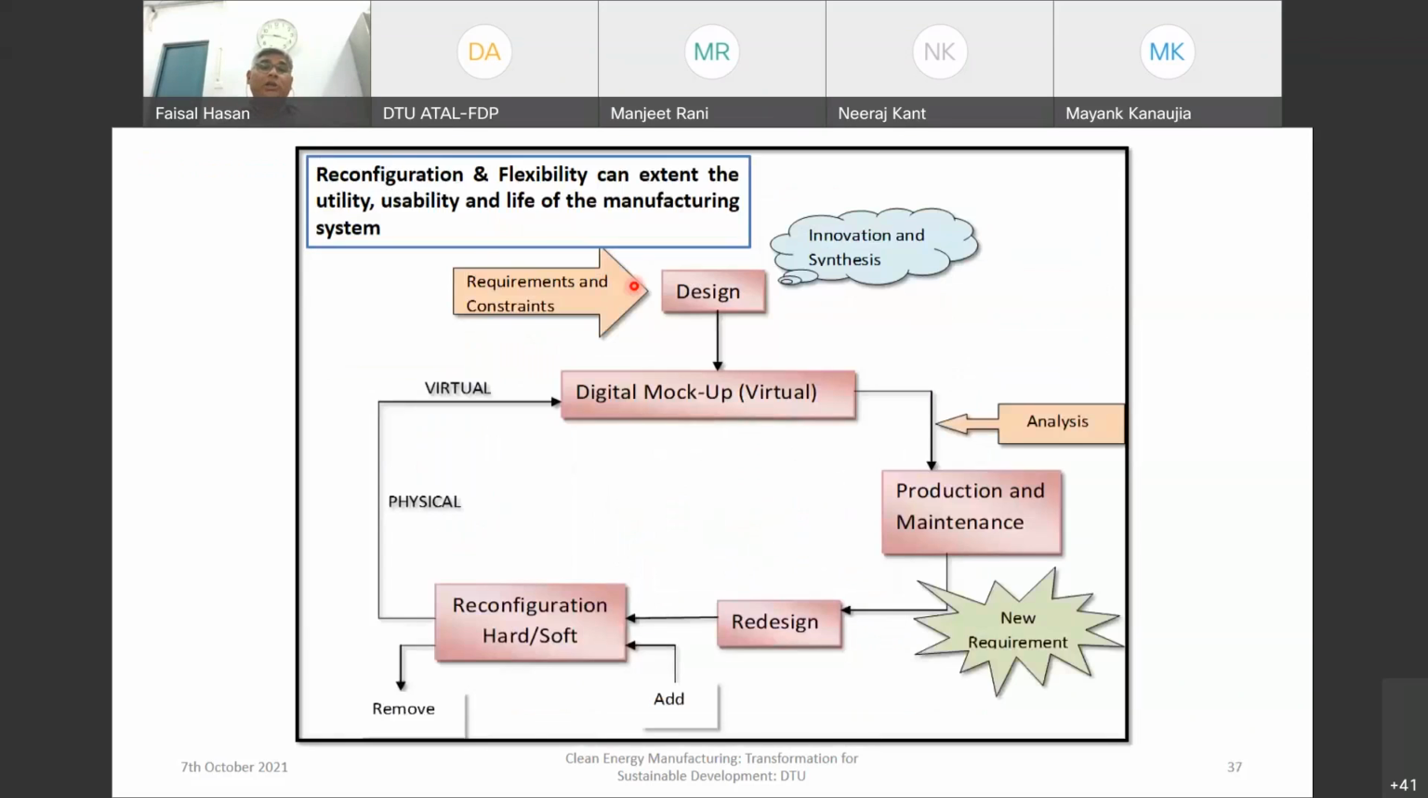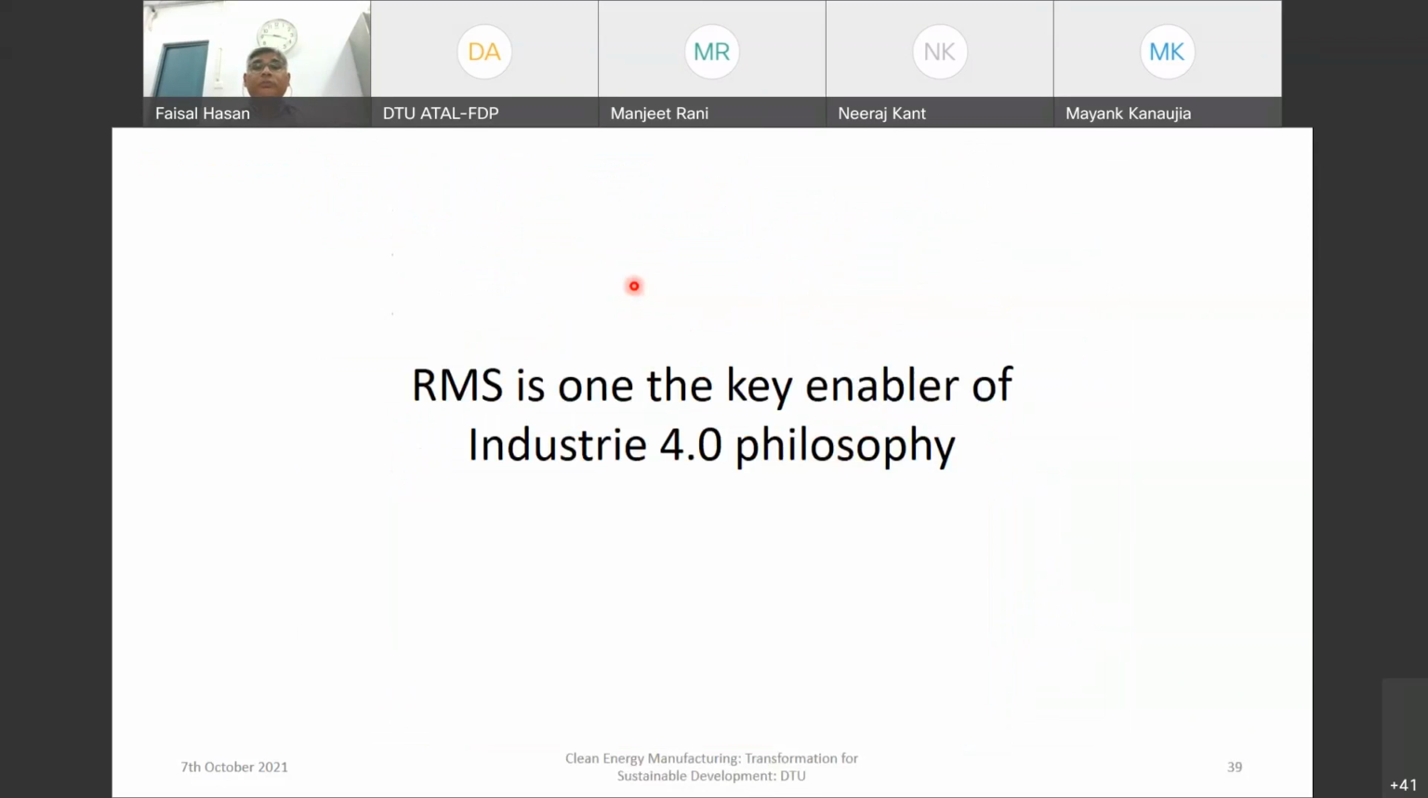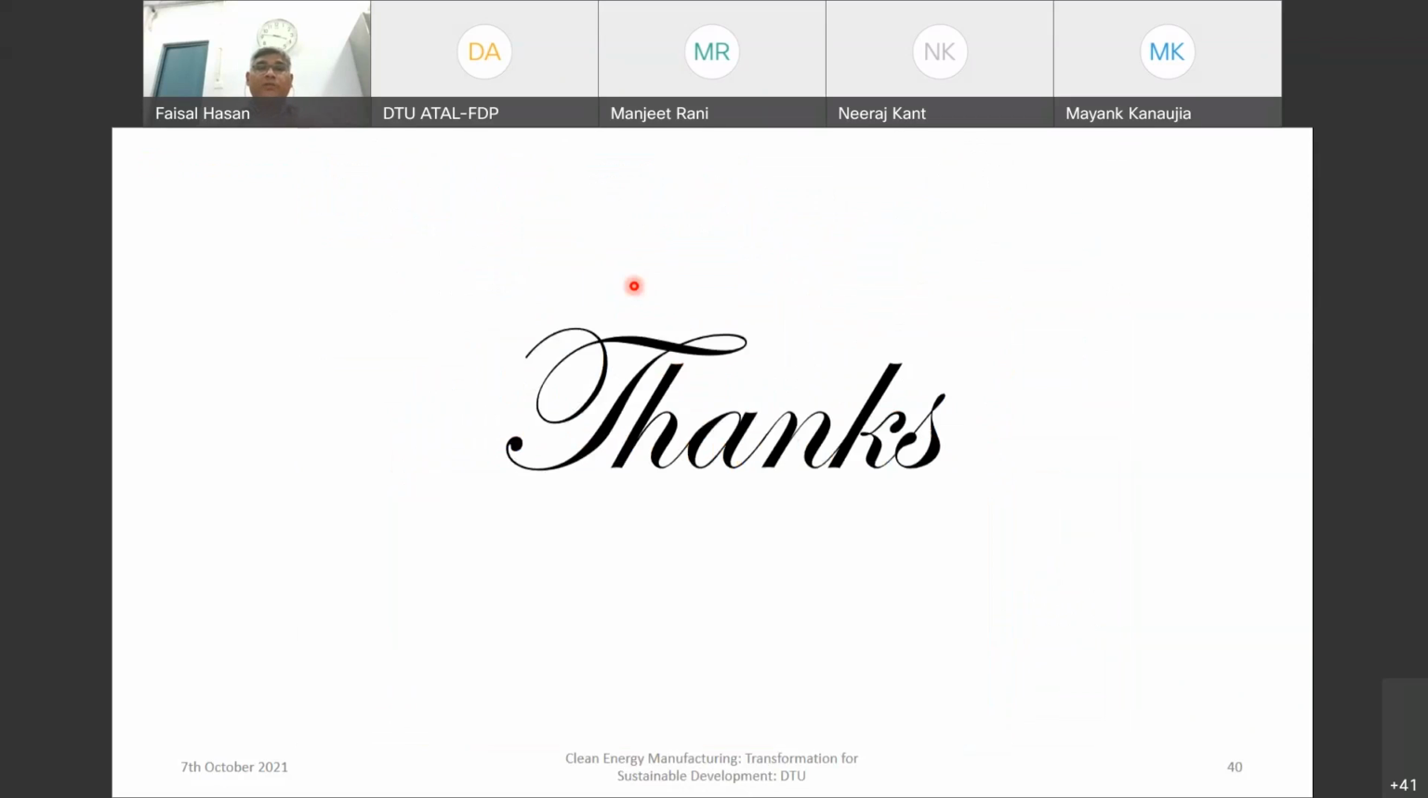I hope that in this short span of time, I have communicated some of the basics of reconfigurable manufacturing systems, and at least given you some insight about them. With this, I think I have reached my scheduled time. Is it so, or do I still have time?